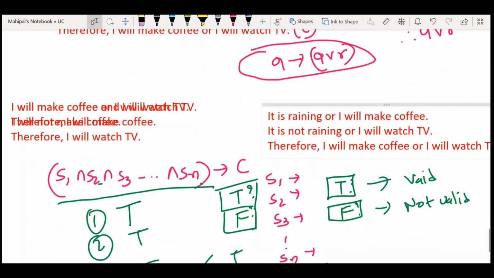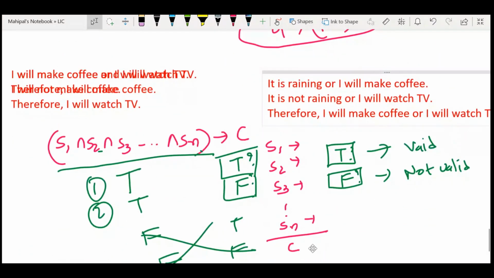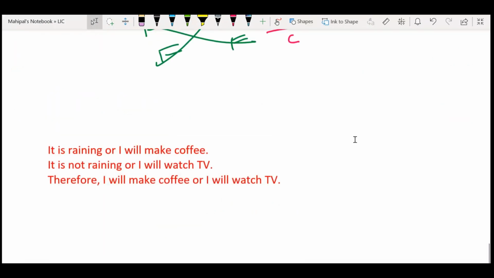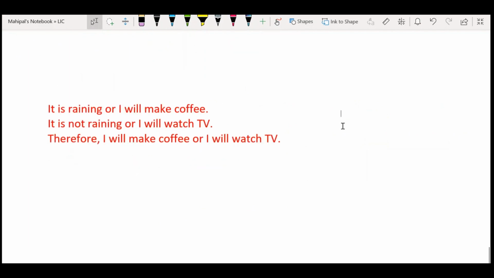Okay, so let me put it somewhere here. Not straightforward now, so you need to think slightly more. So it is raining or I will make coffee. This is my statement 1. It is not raining or I will watch TV. This is my statement 2. And the conclusion is like this. Therefore, I will make coffee or I will watch TV.